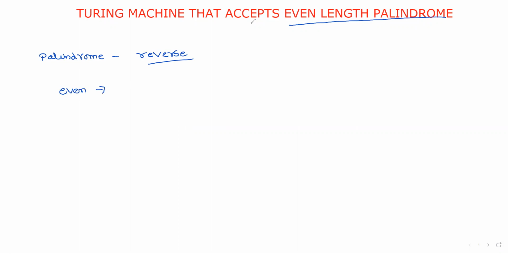For example, if you want to construct a palindrome over the input alphabet {A, B}, consider the example ABABA. This is a palindrome. How can you say that? Observe the reverse. The reverse of the string is equal to the original string. This is a palindrome and the length of the string is 6, so this is called an even length palindrome.